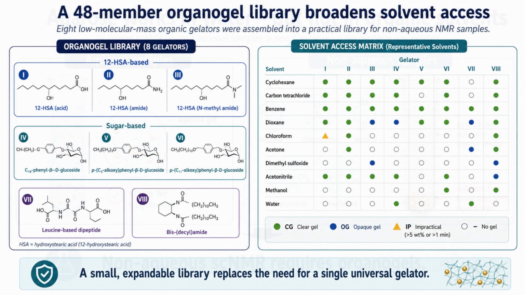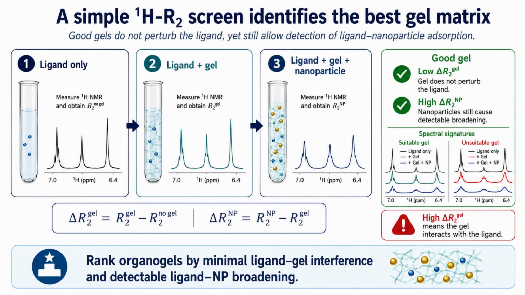Our solution was to build an organogel platform based on low molecular mass organic gelators. We screened a library of 48 gelator solvent combinations to identify matrices that both stabilize nanoparticles and preserve detectable ligand surface interactions. The key challenge is that the gel itself can broaden NMR signals, so we developed a simple screening strategy based on proton R2 measurements.